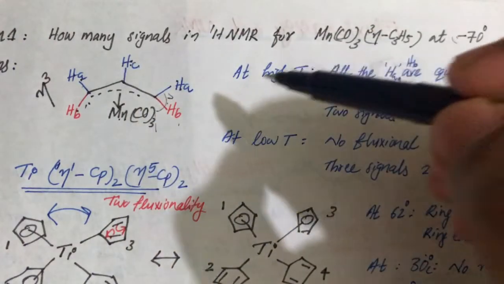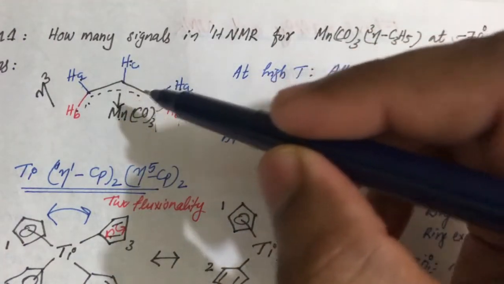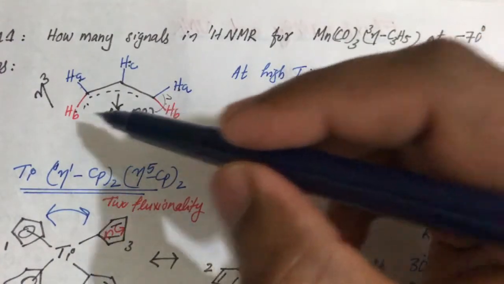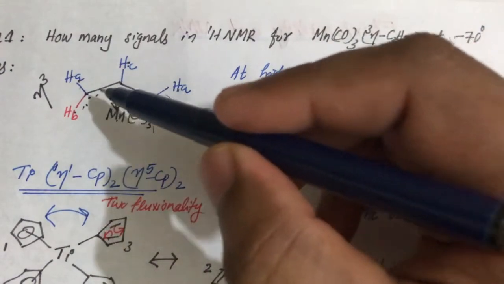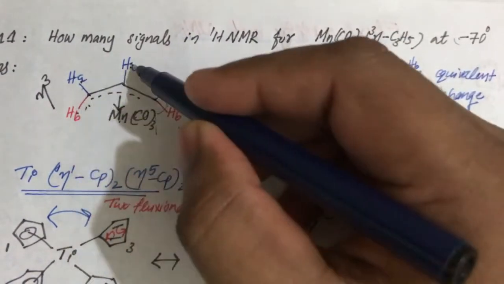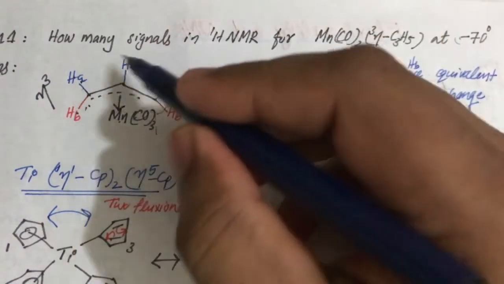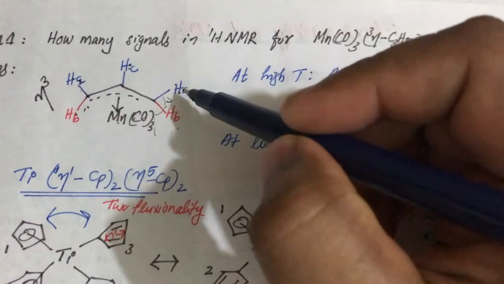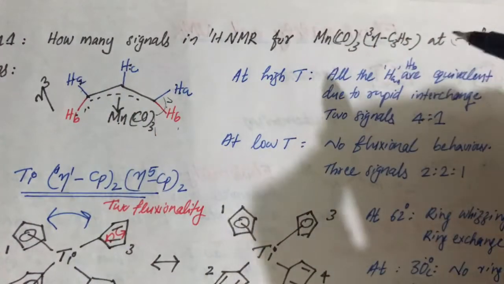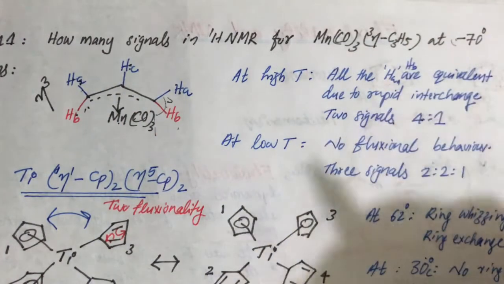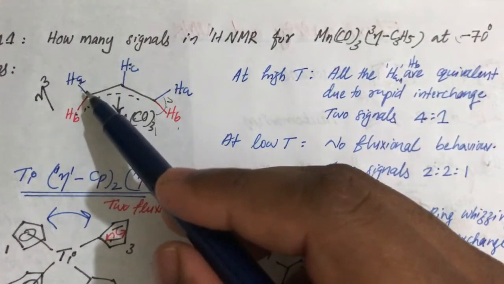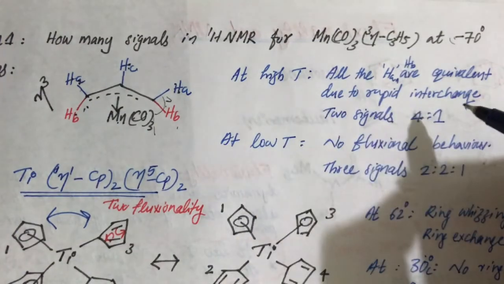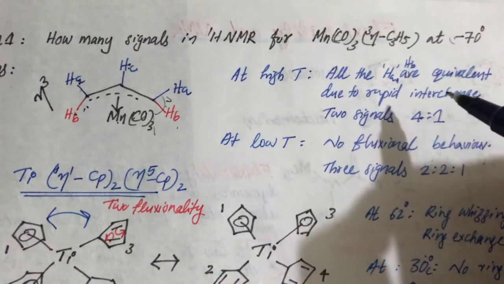So at low temperature this is rigid. There is no dynamics, it is static. That's why the HAs and HBs are different: HBs are anti with respect to HC, and HAs are syn with respect to HC. That's why you can have 3 chemical environments. That means you can have 3 signals corresponding to a 2:2:1 integration ratio. So it is a very important problem. This kind of question may be asked.